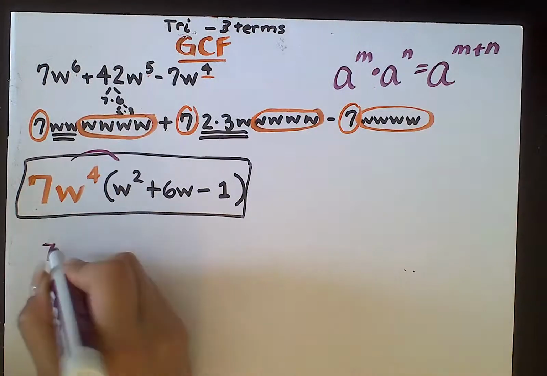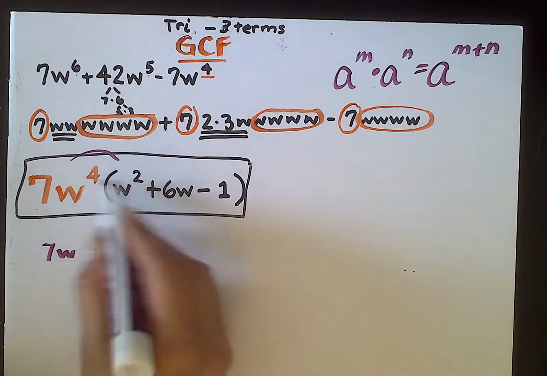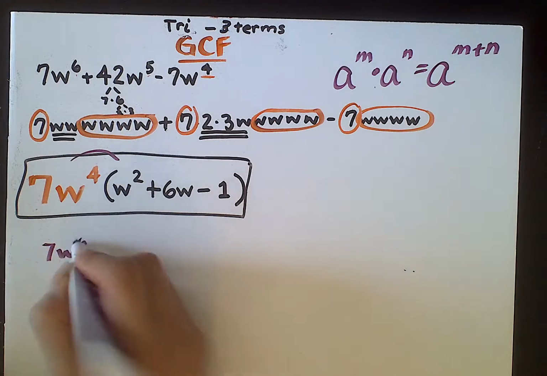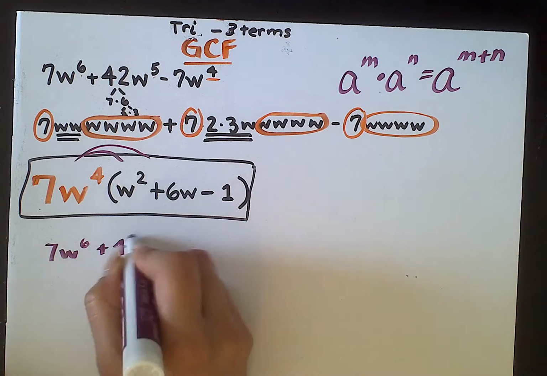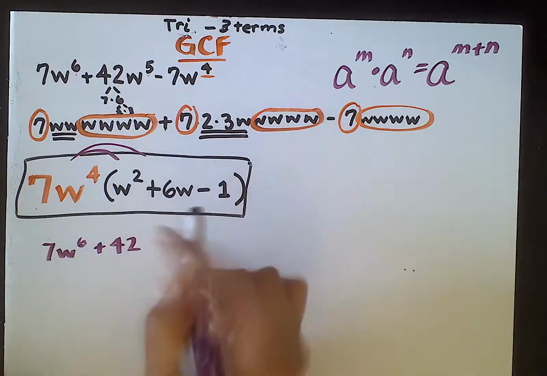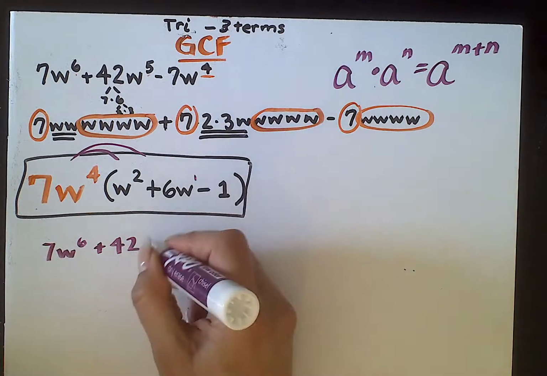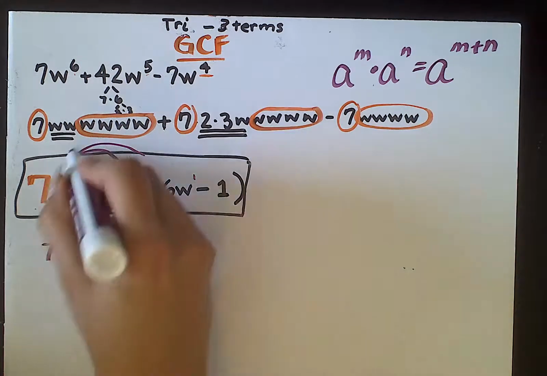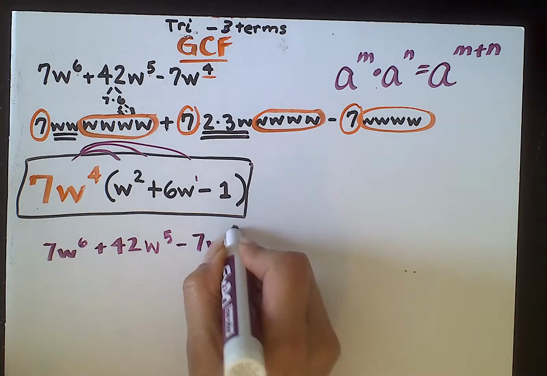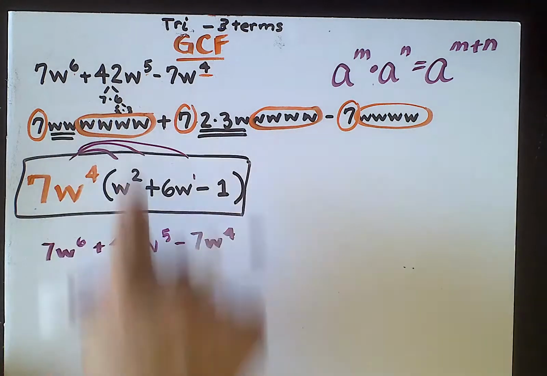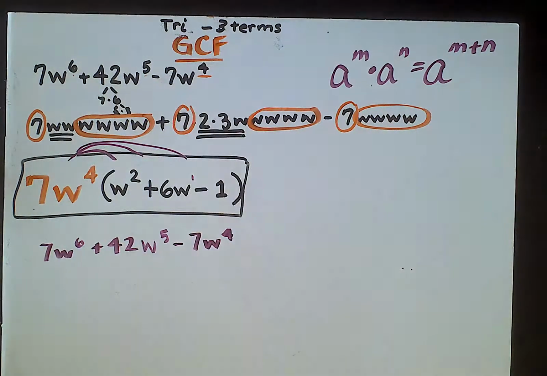So that should give me 7w, and then I'm going to add that, so that's the power of 6. That's going to be 42. Now that's a 1, so that's w to the 5th, and minus 7w to the 4th. So, yes, it gives me the exact same answer.